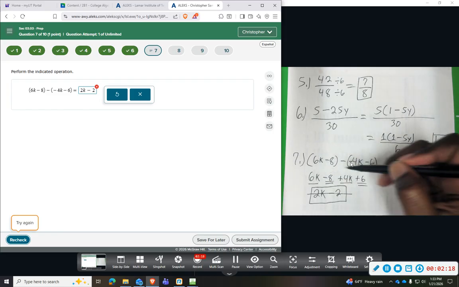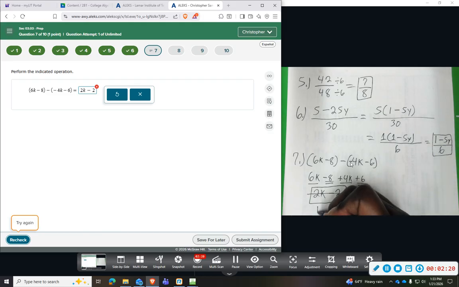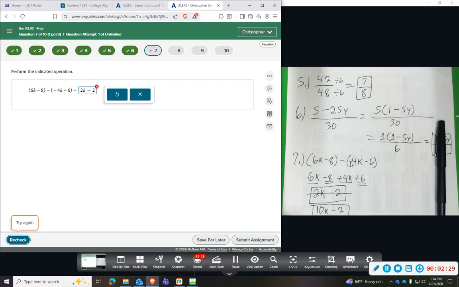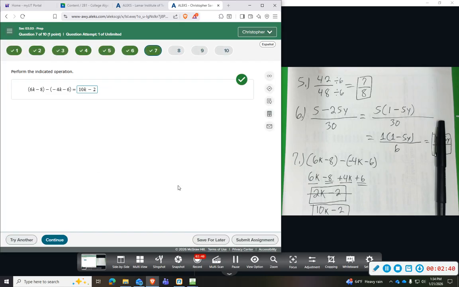So now we'll do 6 plus 4. That will give us a 10k instead, and then we should still get a minus 2. So be careful, I didn't write down the original problem correctly, and therefore it shows. And now we can go back up here and just change this to 10k and recheck it, and it should be good. All right.